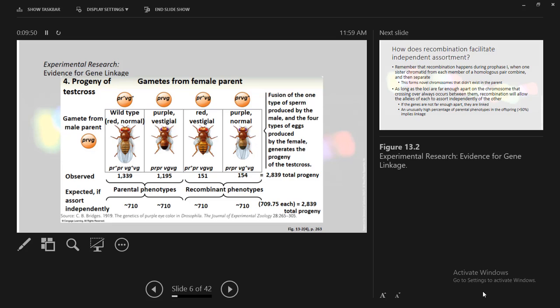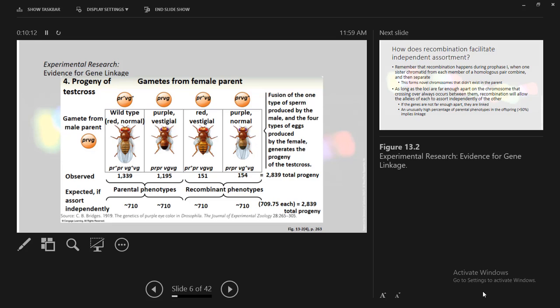Exactly what dad had. You see how these are a lot more common than these are? What that tells us is that these two genes are close together. So close, in fact, that crossing over is not always ensuring that they assort independently. Okay? And we can use this to figure out how linked they are.